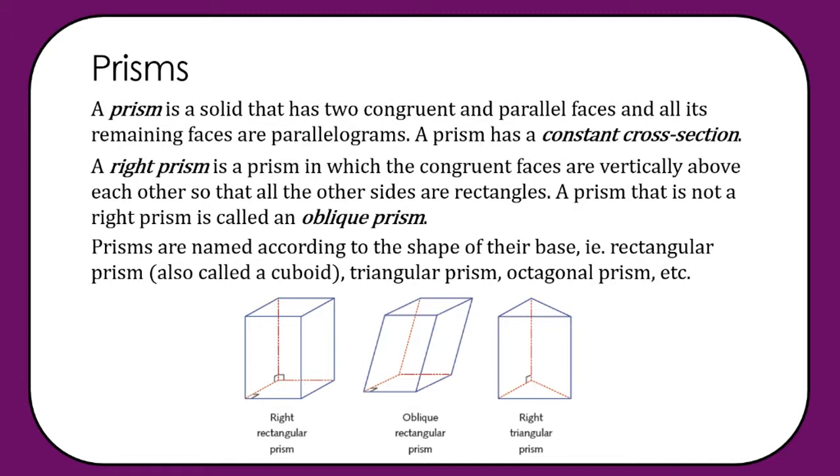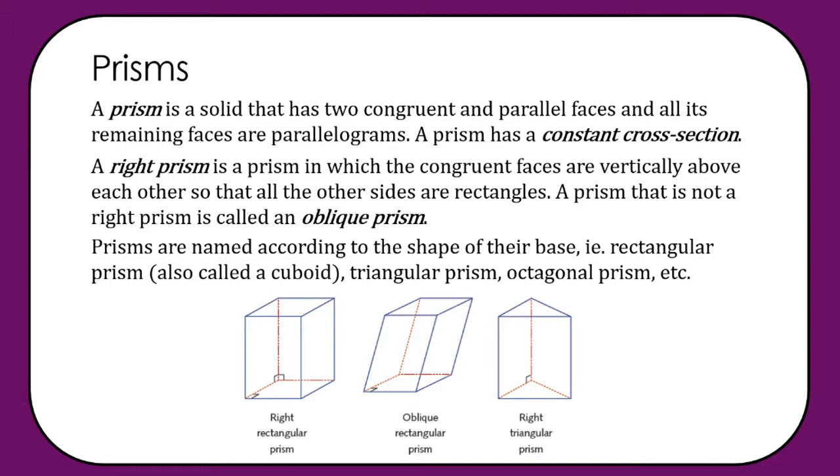The key thing about a prism is that it has a constant cross-section. So for each of these three shapes pictured at the bottom here, if I were to make horizontal cuts through these shapes, I would get a constant cross-section. It would be exactly the same shape every time I cut, and that shape would be the same as the shape that I'm seeing on the ends. As I mentioned, a right prism is a prism in which the congruent faces are vertically above each other, which means that the other sides are all going to be rectangles, and a prism that is not a right prism is called an oblique prism.